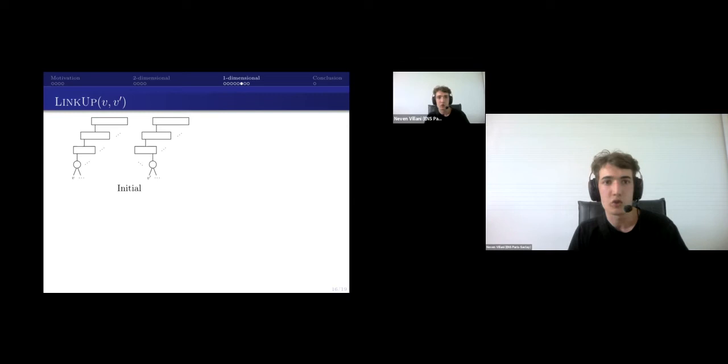So here's how to react when a new connection between V and V prime is detected. In general, V and V prime would be in two separate subtrees, with some common ancestor not represented here. And between them and their nearest common ancestor is some tower of Q nodes.